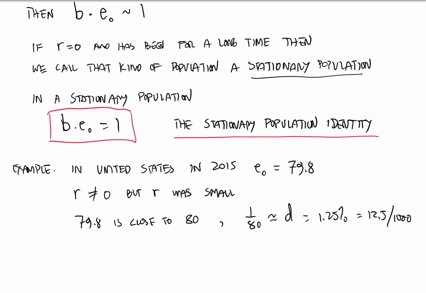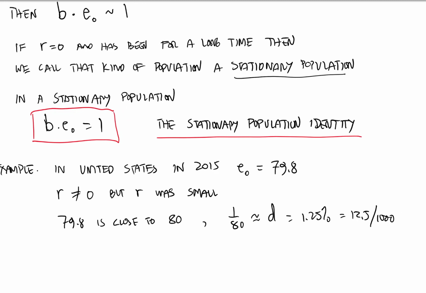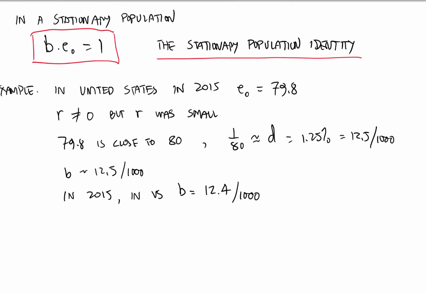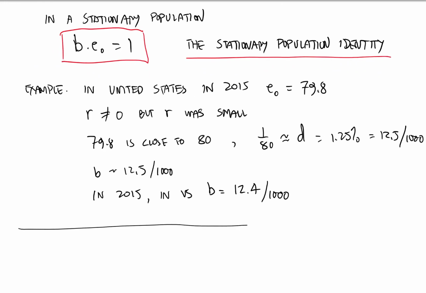And if R was close to 0, then B times E0 should be 1. So that must mean that B should be close to 12.5 per thousand. And if you look it up, it turns out that in 2015, in the US, the birth rate B was 12.4 per thousand. So that example puts us in the right ballpark. I think we're going to stop now.